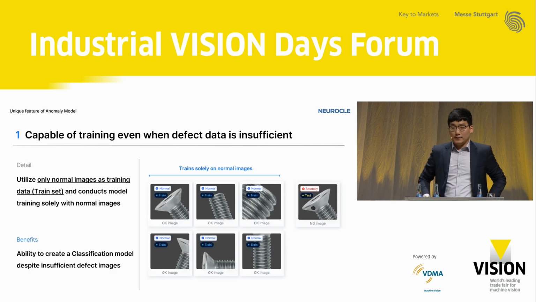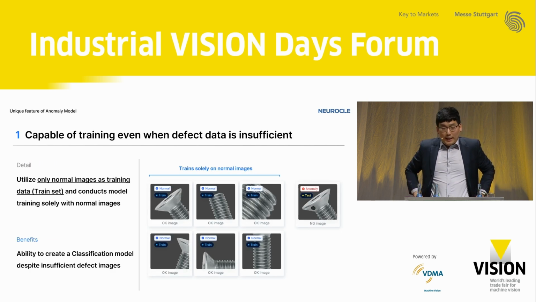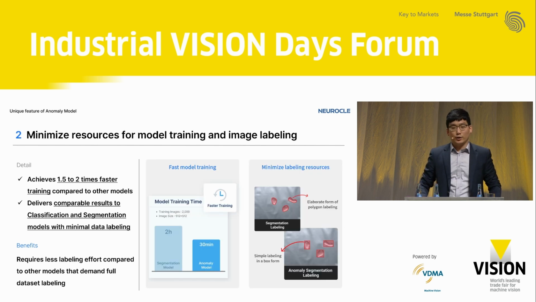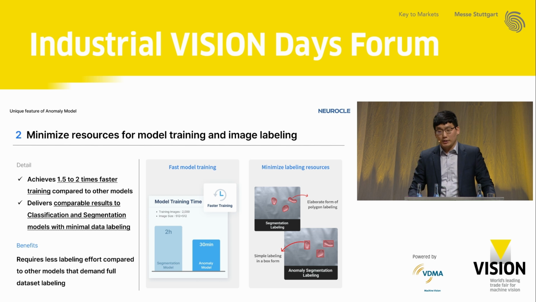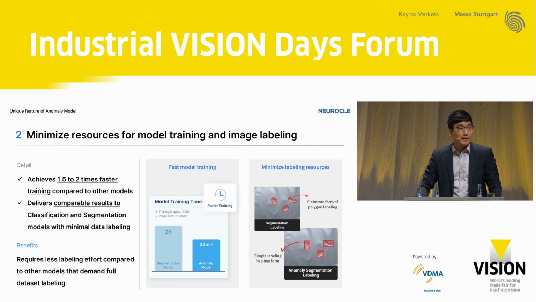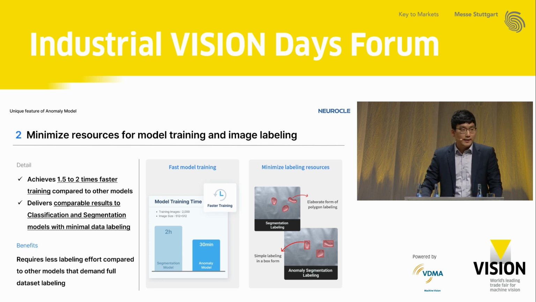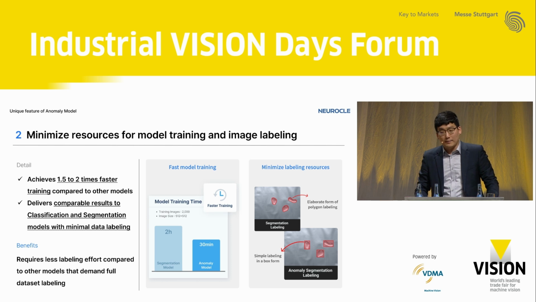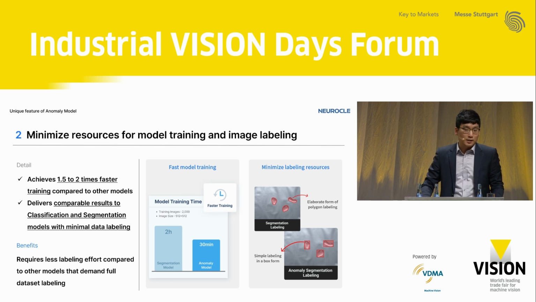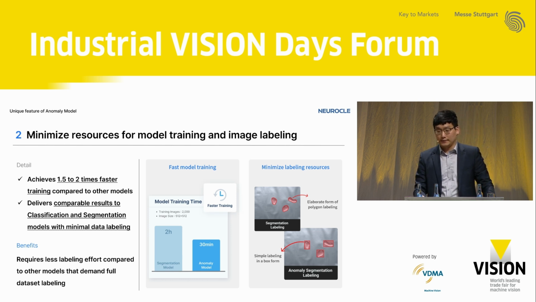So the good thing about this anomaly model is you can train even when the defect data is insufficient. And also, you can minimize your resources for the model training and the image labeling as well. Because we train only with OK data, that means we don't train on the defect data, so it also minimizes your training time. And also, we don't have to label the defects because we only have OK data. So this is another good thing about the anomaly models.